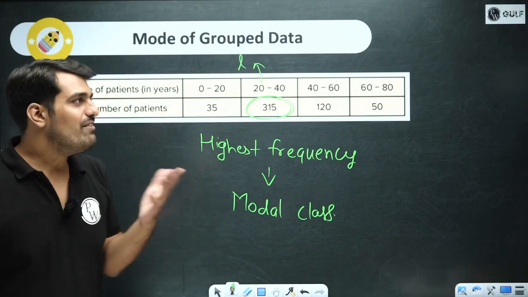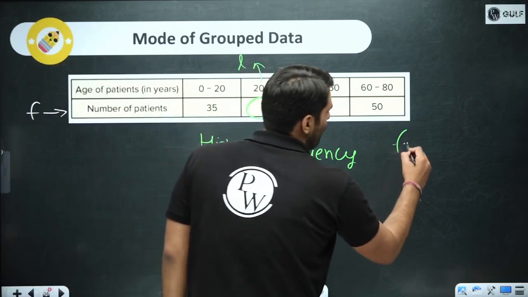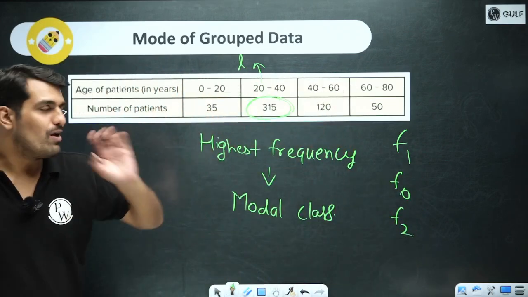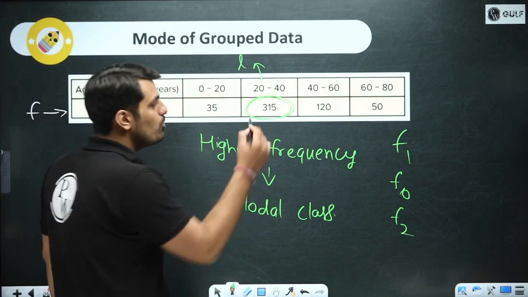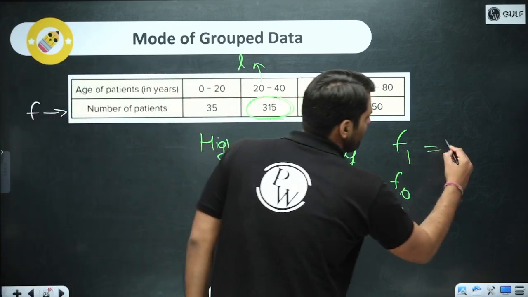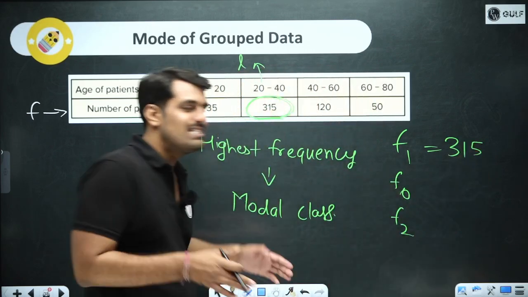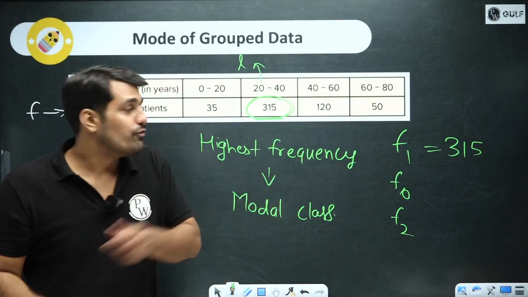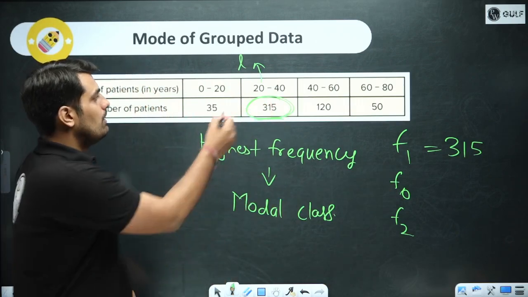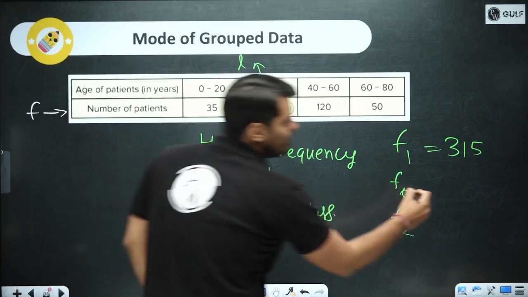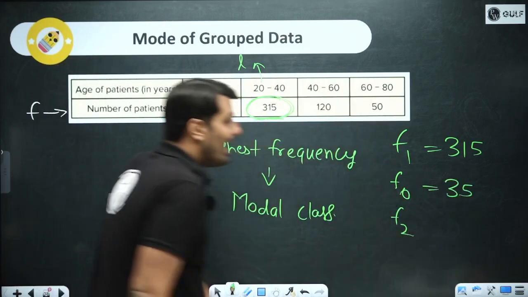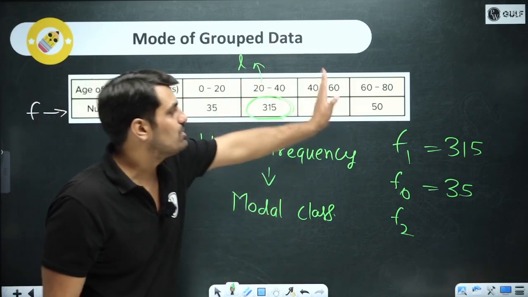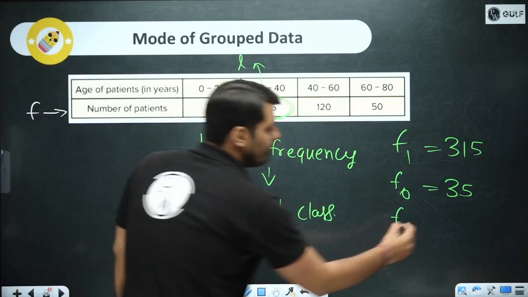L value comes. Then we have multiple things involved: F1, F0, F2. The one appearing in between, the first one, F1, is the frequency of the modal class. 315 over here is our F1 value. F0, 0 comes before 1, so it is the frequency of the previous class. The previous class is this one. The frequency is 35, so F0 is 35. F2 is the frequency after the modal class. So this is the modal class, and after this class, the frequency is 120. F2 is 120.